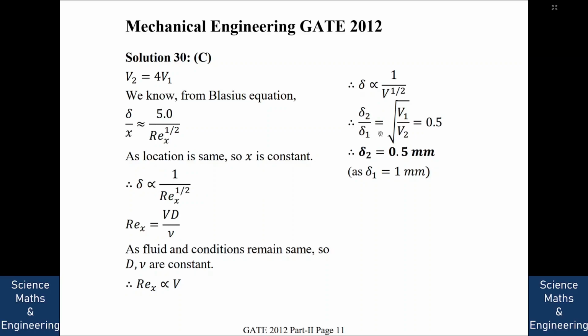So delta 2 by delta 1 would be equal to root over v1 by v2, which is equal to how much? V2 is 4 times v1, so v1 by v2 is 1 by 4, so root over v1 by v2 is 1 by 2, that is 0.5. So delta 2 would be 0.5 mm as delta 1 is 1 millimeter. Okay, so we'll go to the next question.